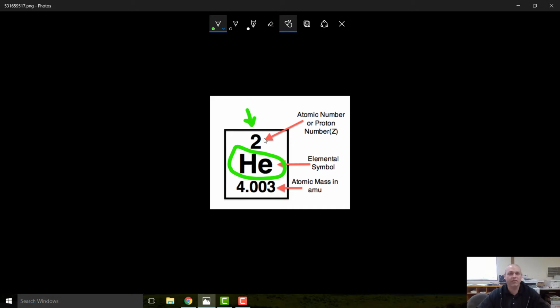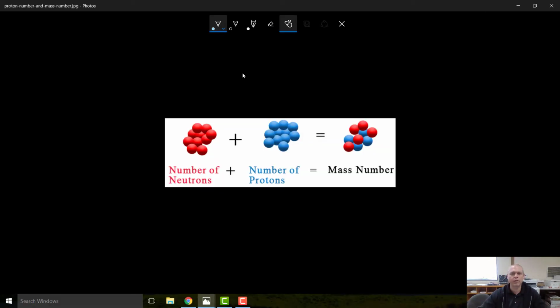In the nucleus, as we've stated before, we have protons and neutrons. Those two combined, the protons and neutrons, will give us something called a mass number. So let's take a deeper look into that. Down here in this picture we have a description of the mass number. We have two things that we're adding together: the number of neutrons in the nucleus added to the number of protons in the nucleus, and that will give us a mass number.